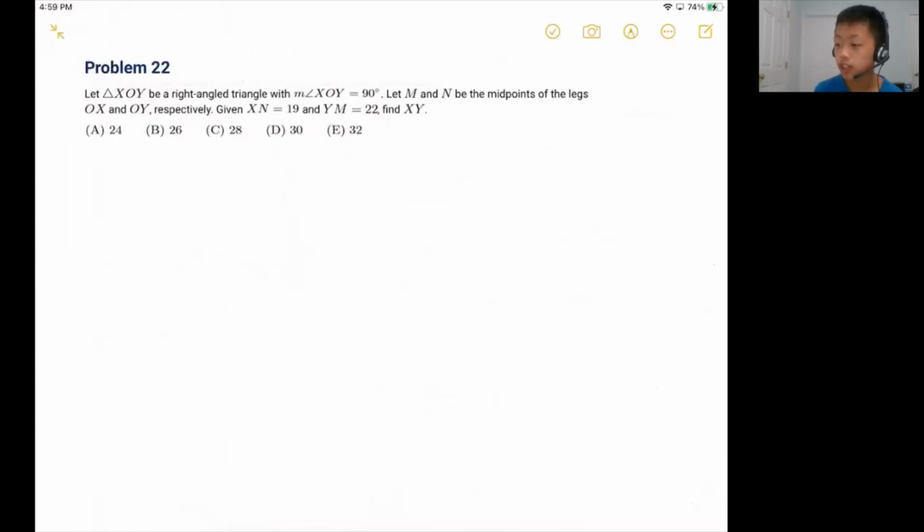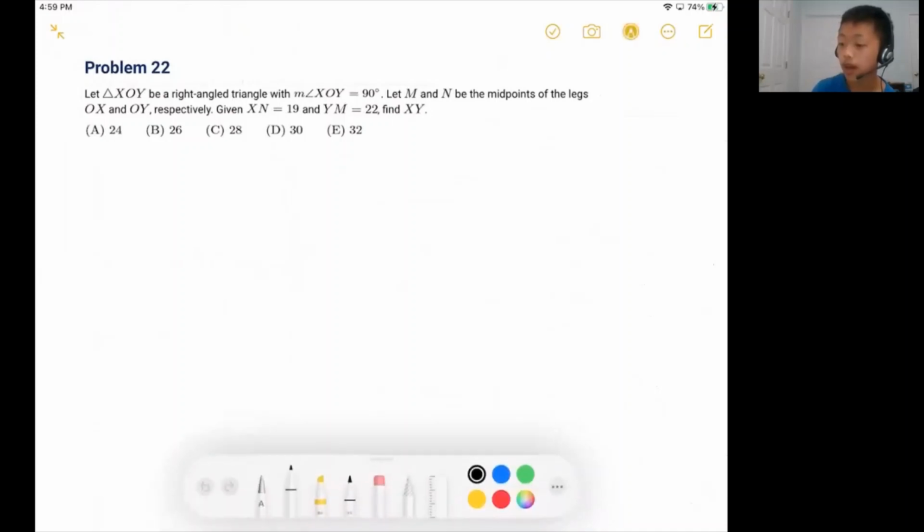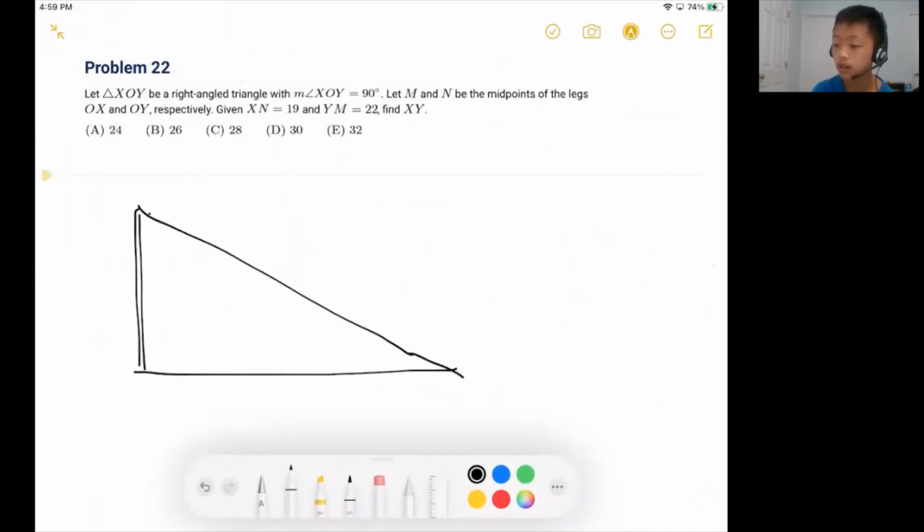So question 22 is a geometry question. In this question, we have: let triangle XOY be a right angled triangle with angle XOY equal to 90 degrees. So if we have a triangle with XOY, and XOY is 90 degrees, we let M and N be the midpoints of the legs OX and OY. So M is the midpoint of OX, and N is the midpoint of OY.